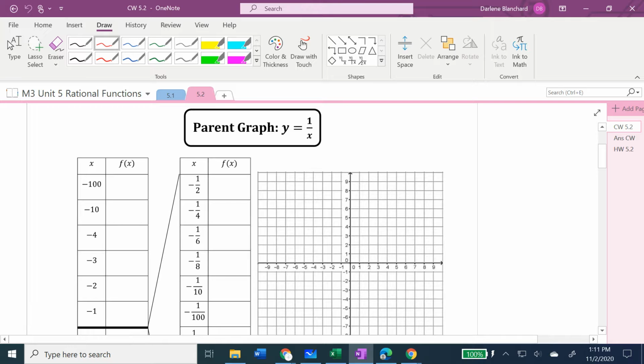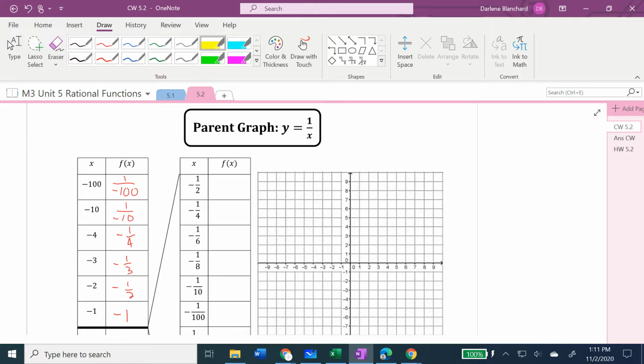1 over x means basically you're just going to reciprocal what you have. So that means when x is 100, f of x is a ridiculously small 1 over 100. When x is negative 10, f of x is 1 divided by negative 10. And then we keep going. Now, I want to take some time to just look at these numbers and think about what that tells us about the graph of the function.